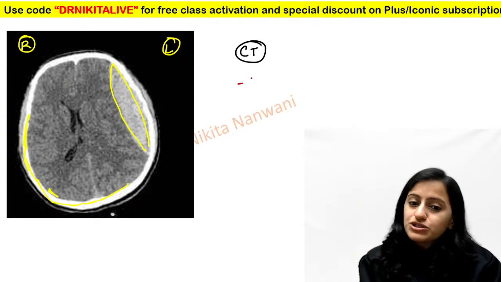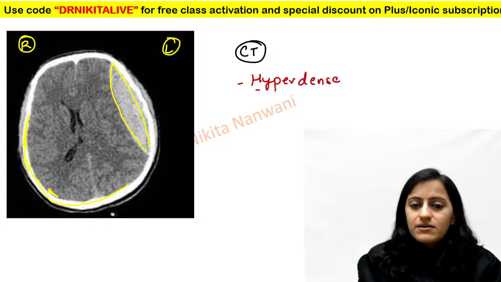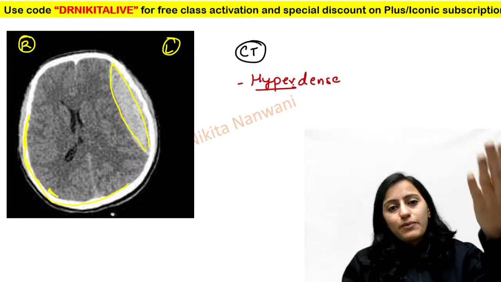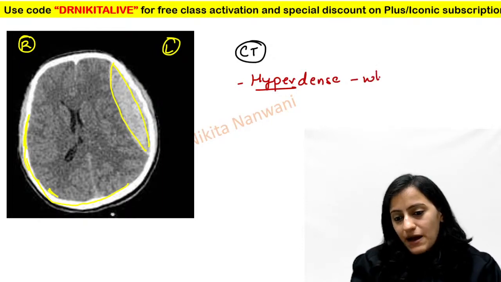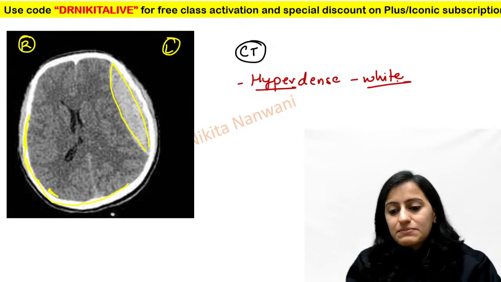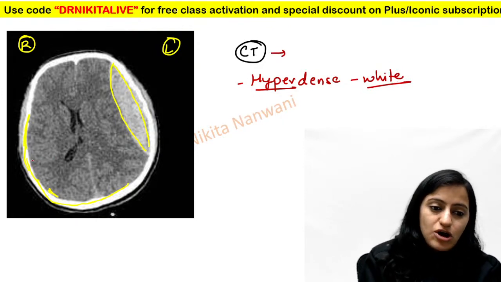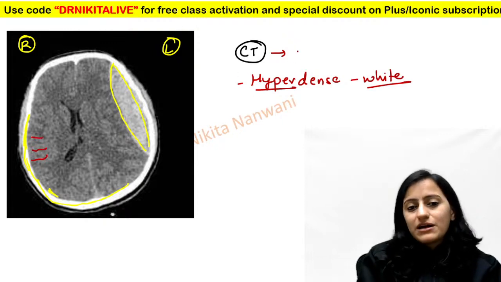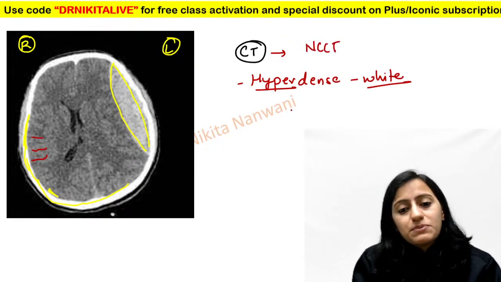How is the pathology on the CT scan? It is hyperdense. Remember, in radiology, hyper means white, hypo means black or dark. So the pathology is hyperdense, that means it is white. Is this a contrast CT? No, this is a non-contrast CT. You do not see the white blood vessels. You are seeing something hyperdense.